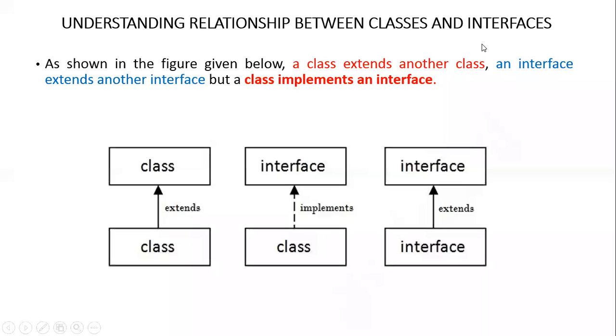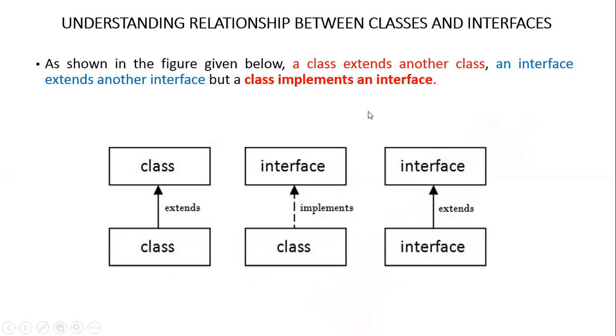Now let's understand the relationship between classes and interfaces. A class can extend another class. A class can implement an interface. An interface can extend another interface. A class can implement an interface, but an interface cannot implement another interface. It can extend that interface.